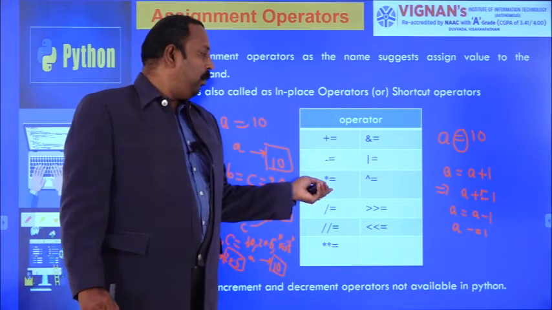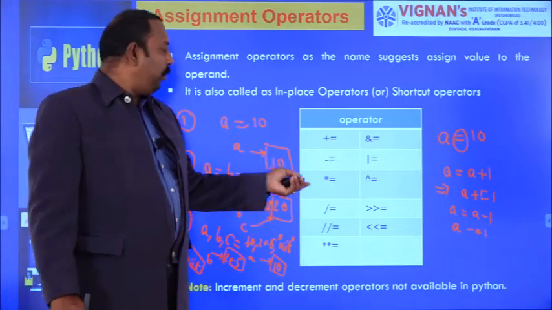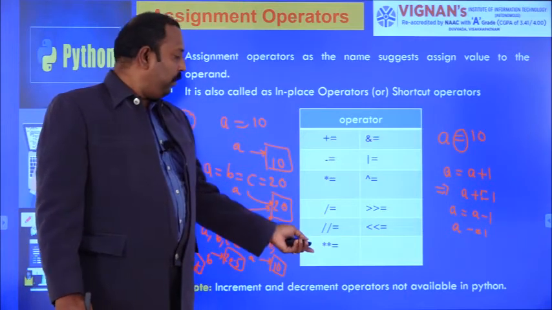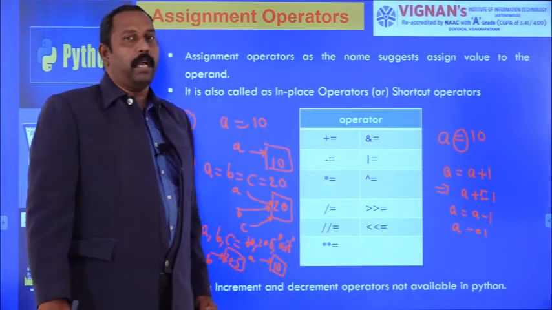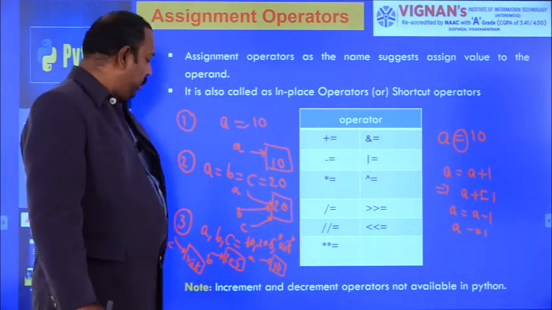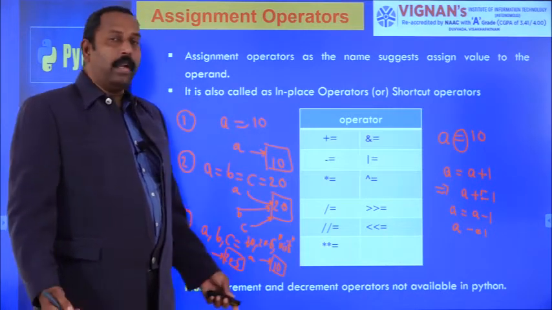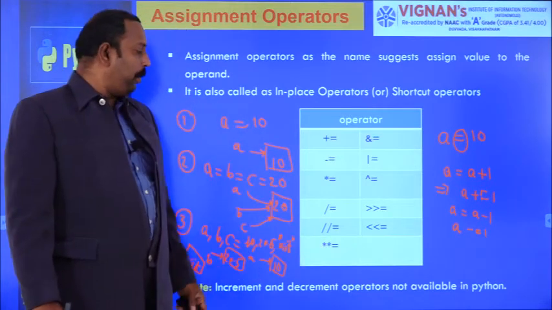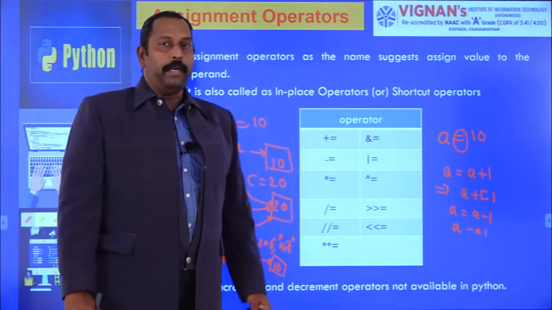Similarly, a equal to a star 10, you can write as a star equal to 10. Similarly division, floor division, exponent, and all these shortcut operators can be used in Python. Another important point here is that increment and decrement operators are not available in Python. In C language, increment and decrement operators are available, but in Python there are none.